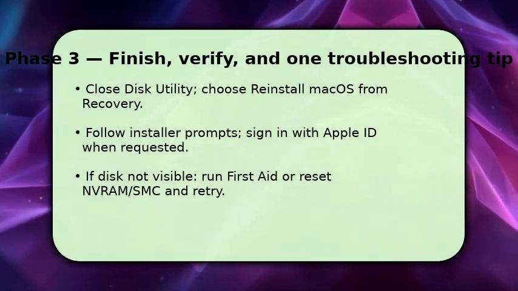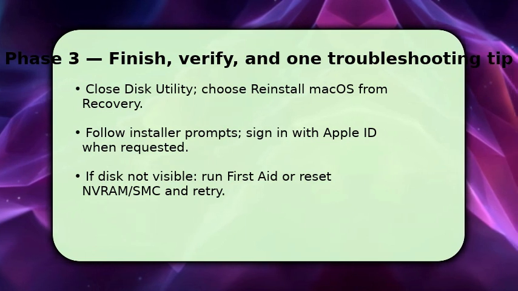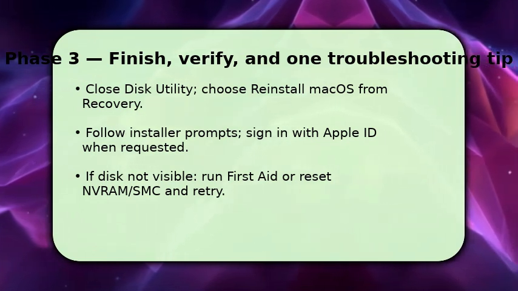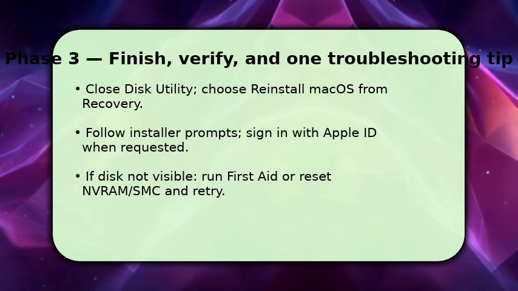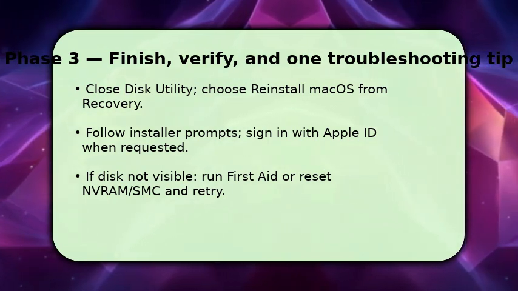If the disk was not visible, run First Aid on the physical drive first, and if problems persist, reset NVRAM or SMC. Then restart recovery and repeat the erase step.